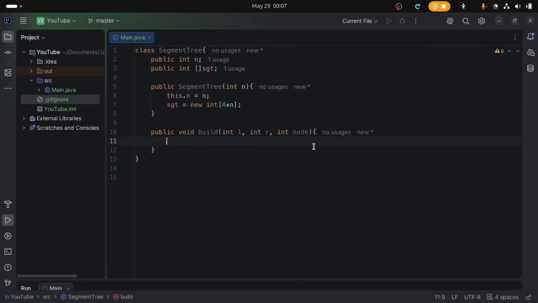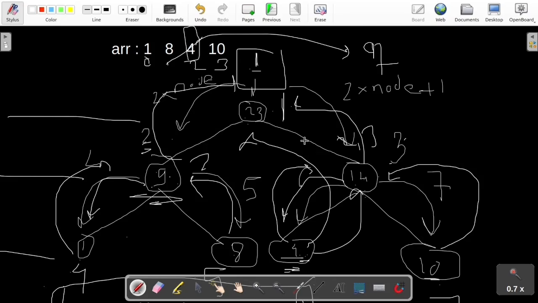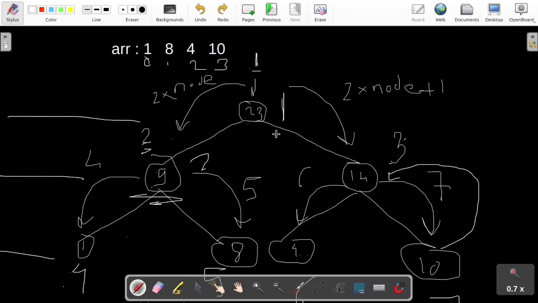Now what we will do simply for building is calculate the mid. Integer mid equals L plus R left shift by 1. Let's write it in a simple way: L plus R divided by 2. Once you calculate the mid, we will put 2 recursive calls. Let me undo this.